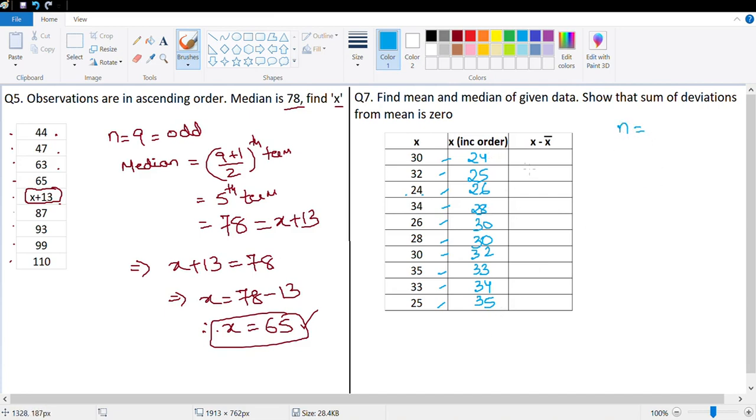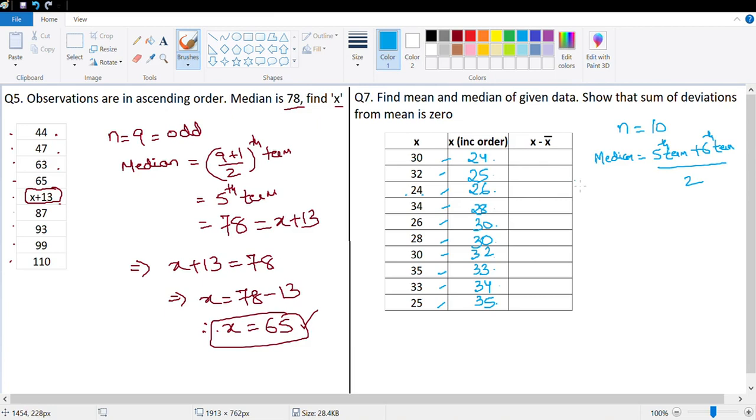N in this case is 1, 2, 3, 4, 5, 6, 7, 8, 9, 10. N is 10, which means median will be equal to (fifth term plus sixth term) upon 2.